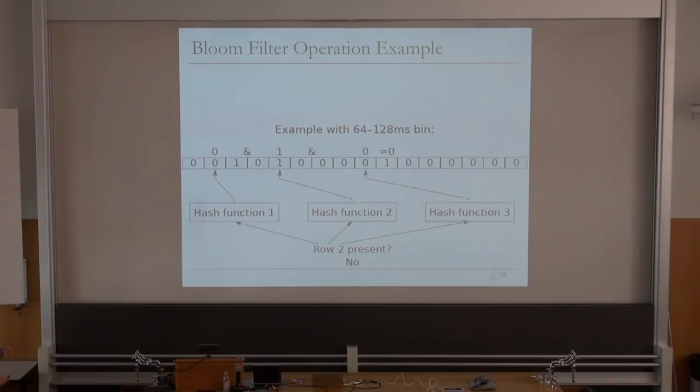Okay, now we've inserted row one. Let's check if row two is present. You go through the same hash functions with a different address, row two's address. The first hash function maps to here, it's zero. The second hash function maps to here, it's one.